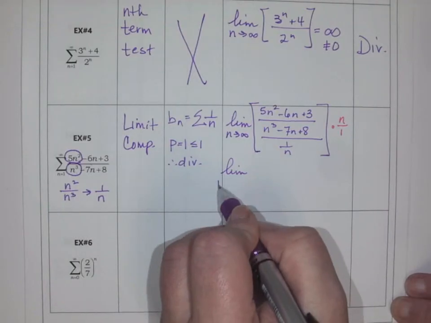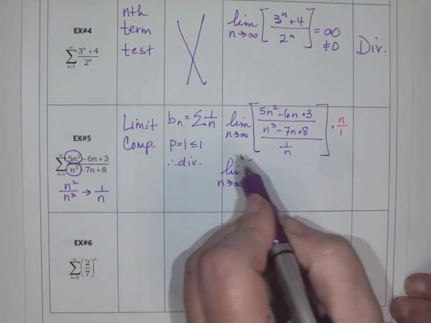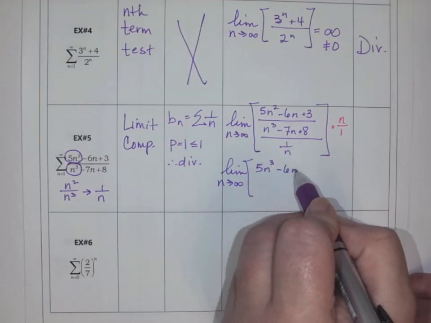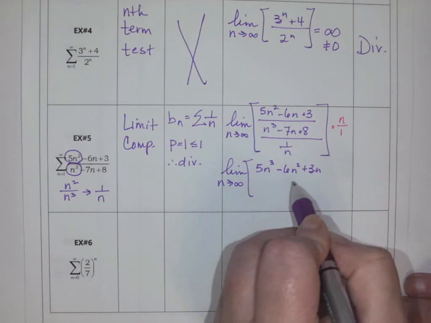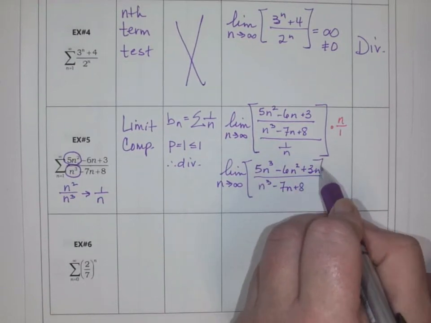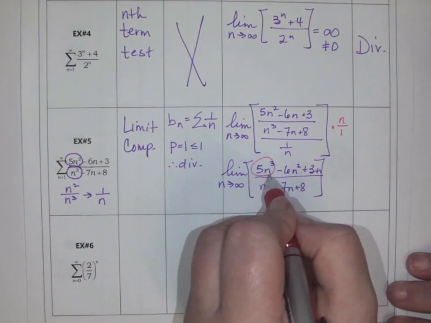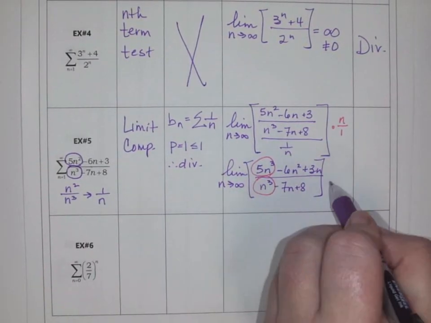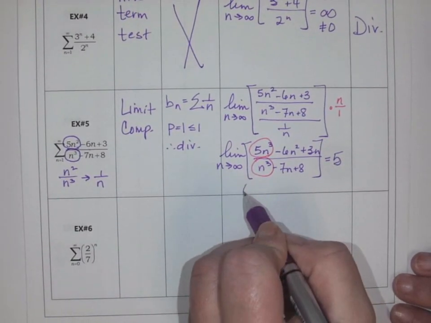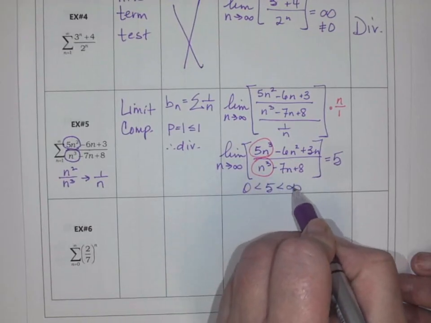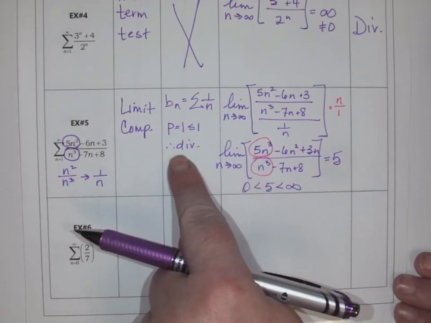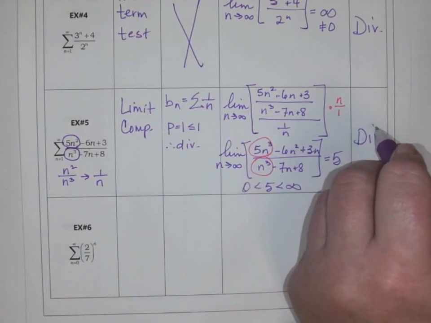So what we end up with is the limit as n goes to infinity. If I distribute my n, I get 5n cubed minus 6n squared plus 3n, and on the bottom, I get n cubed minus 7n plus 8. Now if I look at the largest term on top and the largest term on bottom, they're equal in degree, and my ratio is 5. Remember that 0 is less than 5, which is less than infinity. So 5 is between 0 and infinity, so they match. What we compared it to diverges, so this guy diverges.